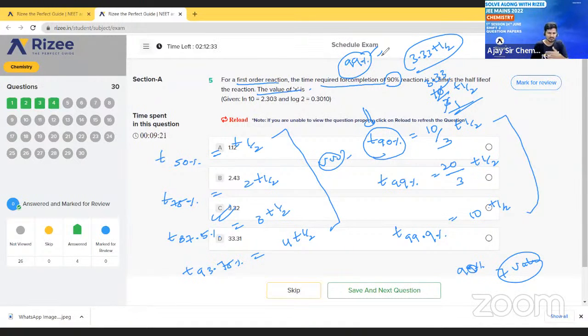If they ask for x times, what is the x value? Okay, now what you have to tell? You have to tell simply 10 t half. 10 t half.